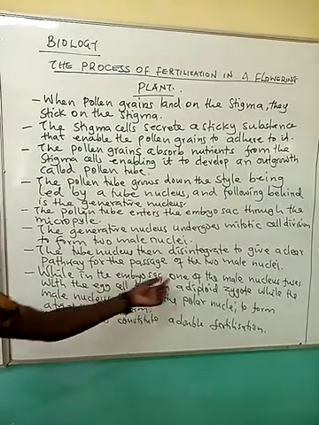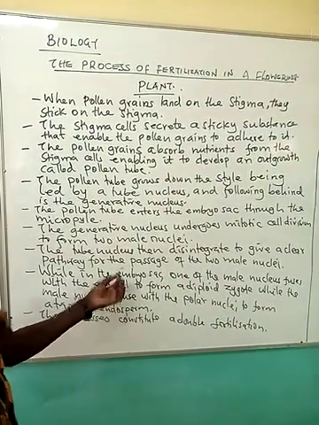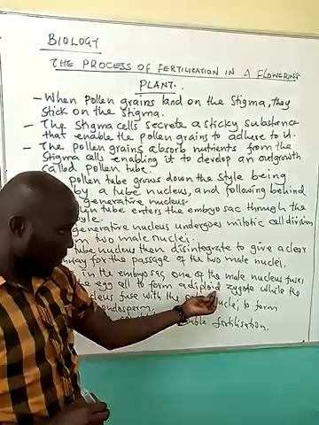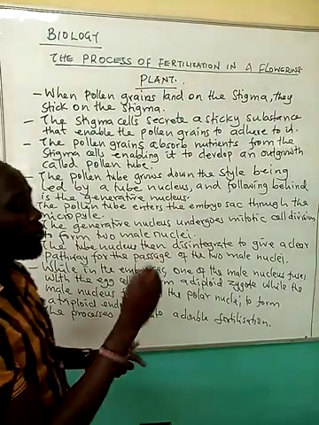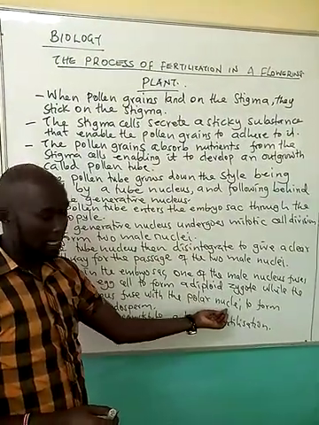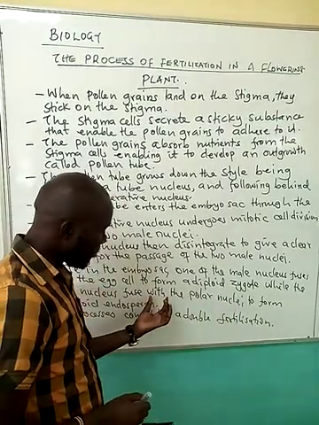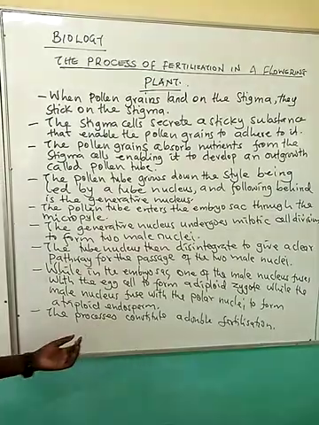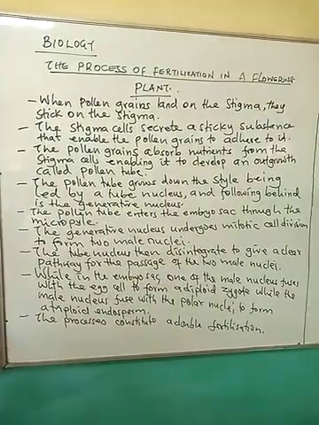When a male nucleus fuses with the egg cell nucleus, it forms a zygote, which is diploid in nature. The other male nucleus will fuse with the polar nuclei to form what we are calling a triploid endosperm, or rather a primary endosperm.